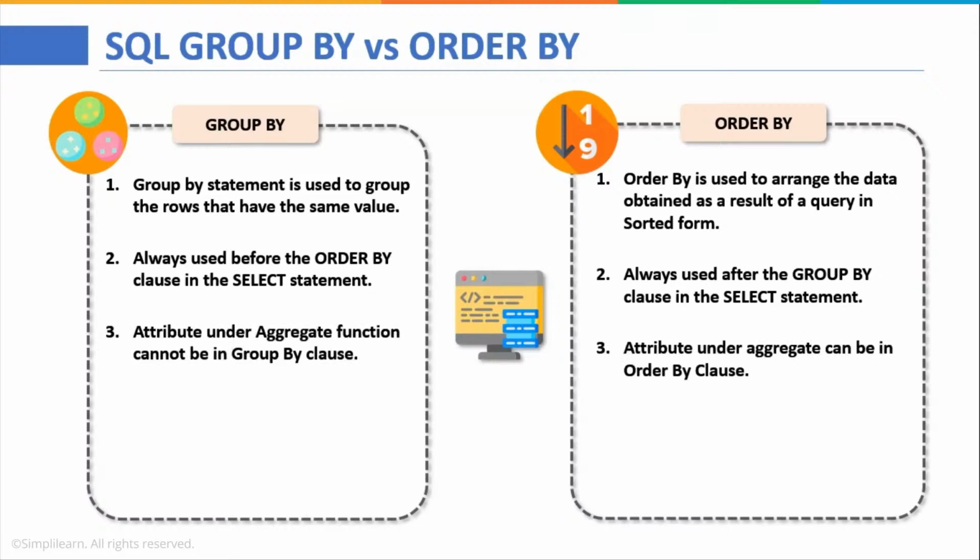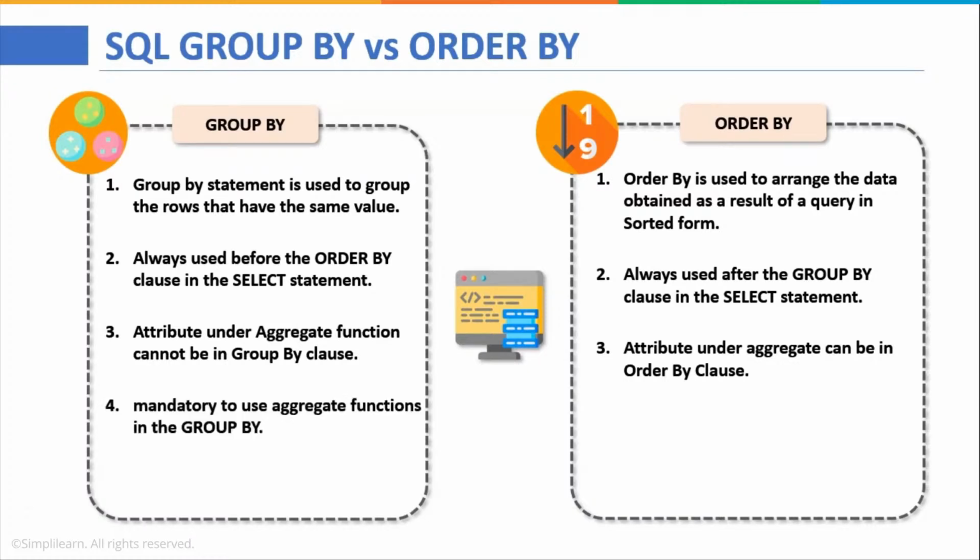In the GROUP BY statement, the attribute under the aggregate function cannot be in the GROUP BY clause, whereas in ORDER BY, the attribute under an aggregate function can be in the ORDER BY clause. That means if the GROUP BY clause contains an attribute that is not in the SELECT clause, or if it is in the SELECT clause but under an aggregate function, then the query becomes invalid and throws an exception. Hence we can say the GROUP BY clause is always used in collaboration with the SELECT clause.